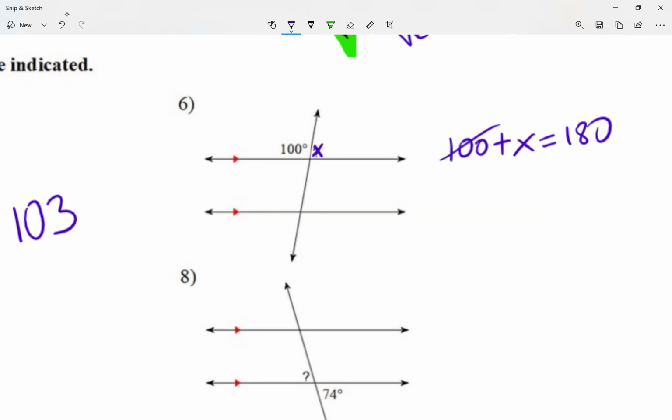Let me subtract this 100. This 100, let me move it to the other side as a minus. So I get that x is equal to 80. That angle right there is 80 degrees. My answer, I'm just going to type in 80. Remember, I just knew that those two angles added to 180. If you could already tell without doing the algebra steps that if one of them is 100, the other one has to be 80 because combined is 180, then just type in your answer.